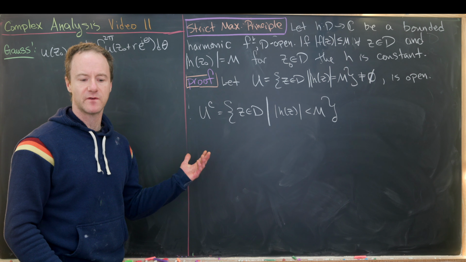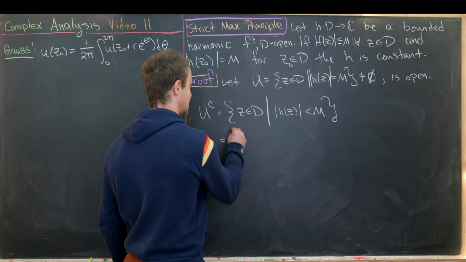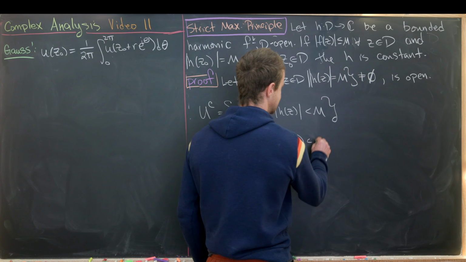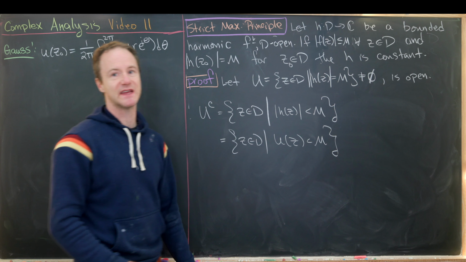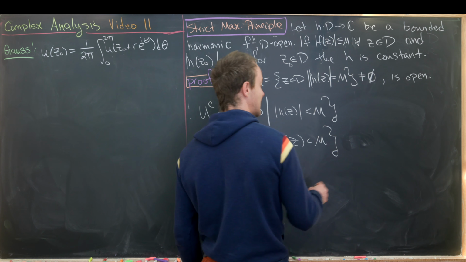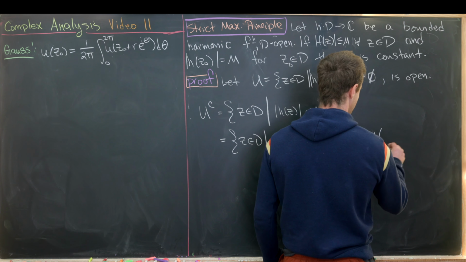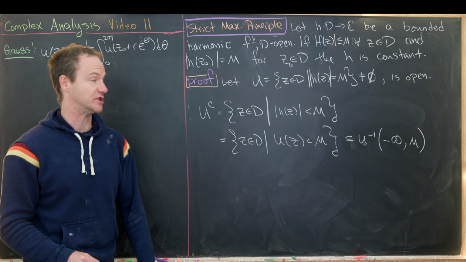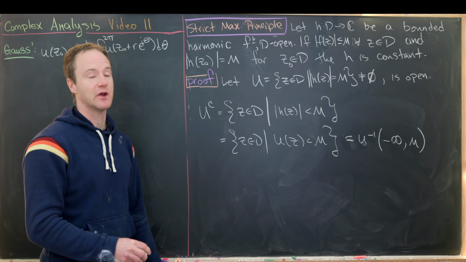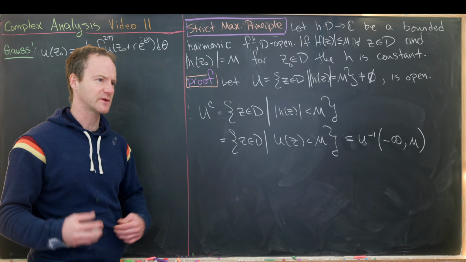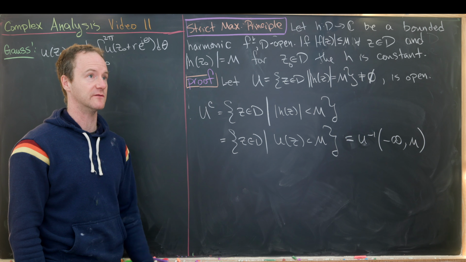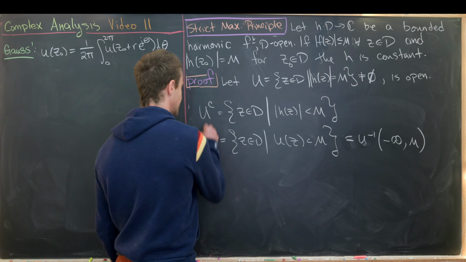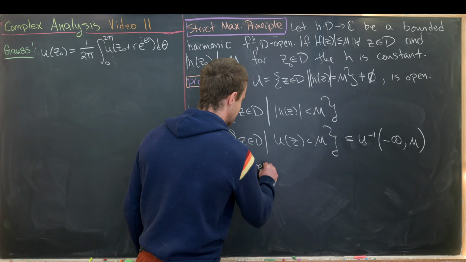But using our function u that we used before, that's the same thing as all z in D such that u evaluated at z is less than M, because recall u is a real valued function. But now that's exactly equal to the pre-image of the set from minus infinity to M under the function u. But that's the pre-image of an open set. From real analysis, or really the topological version of continuity, we know that the inverse image of an open set is open. So that tells us that U complement is open.